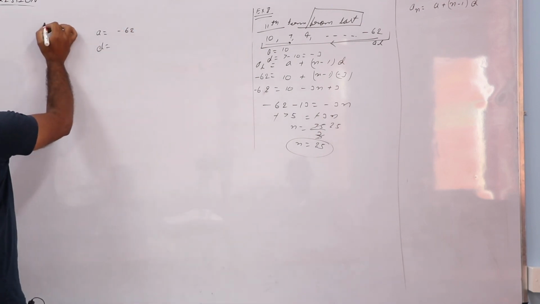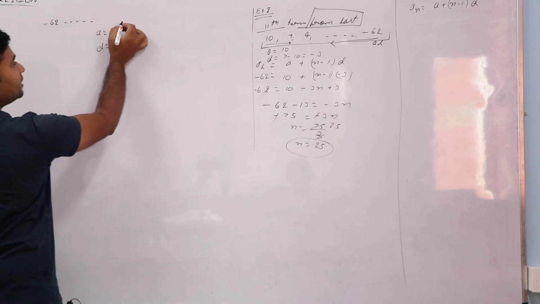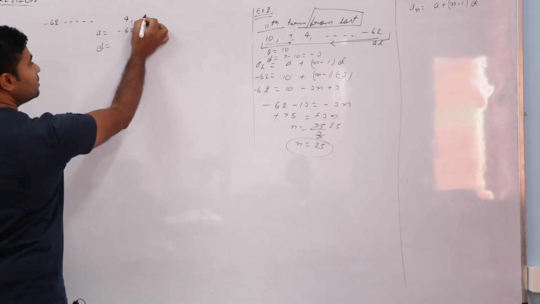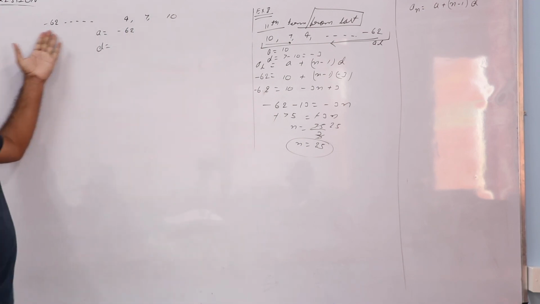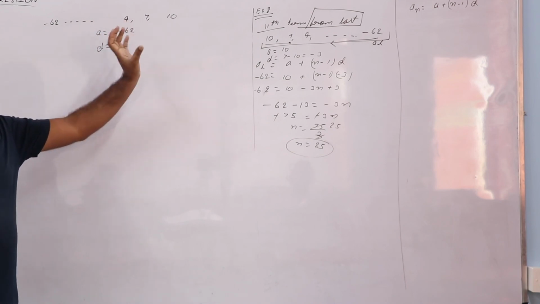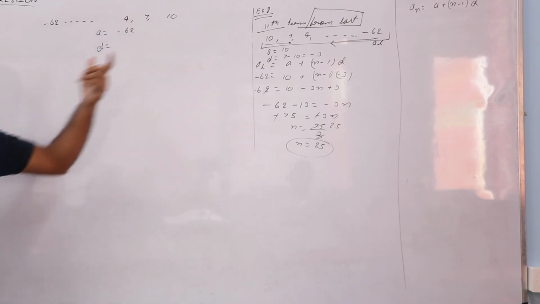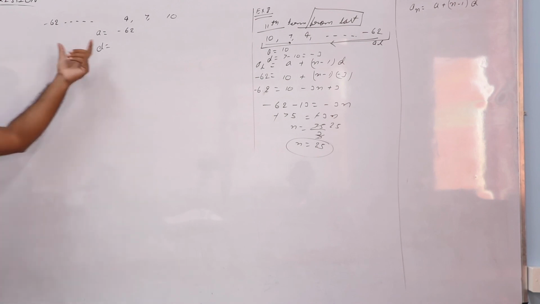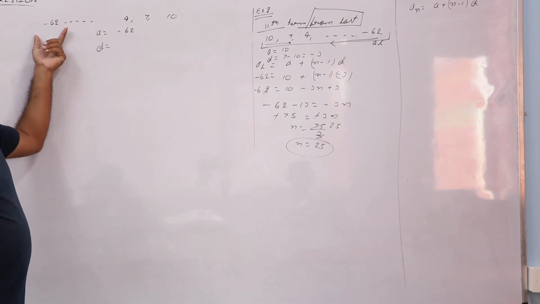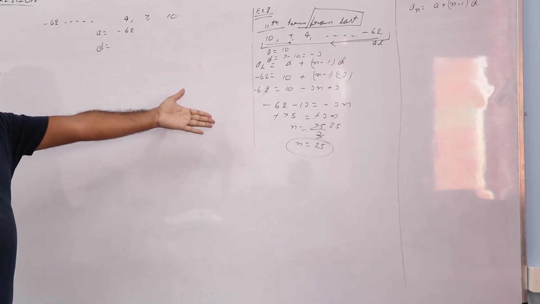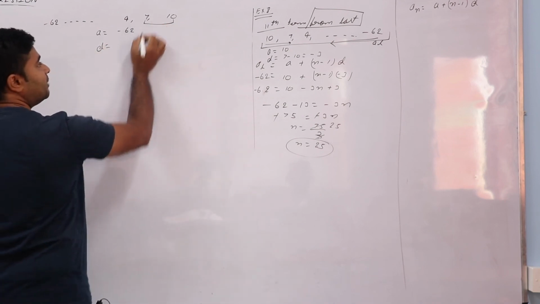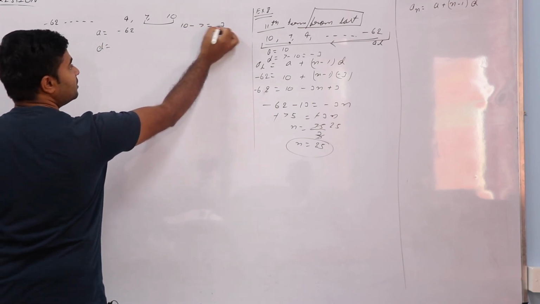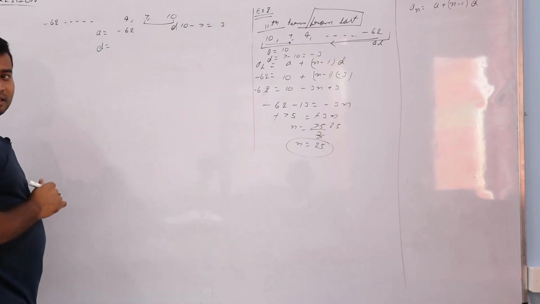Now your AP is what? Minus 62, something, then 4, 7, 10. Saying from the last, I have written from the last, which means we have flipped. So in this situation, your first term becomes minus 62, and d, which was minus 3 before, will become plus 3. Second term minus first term: 10 minus 7 is equal to 3. This is your d.